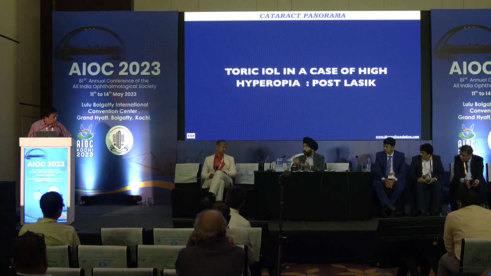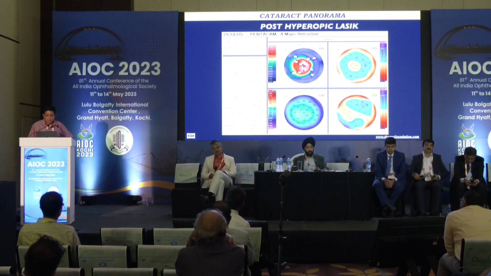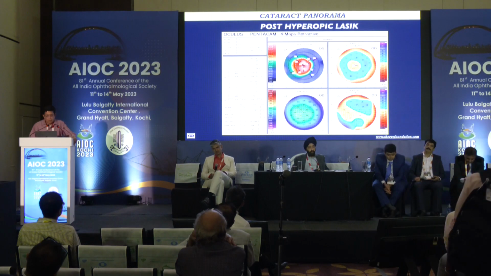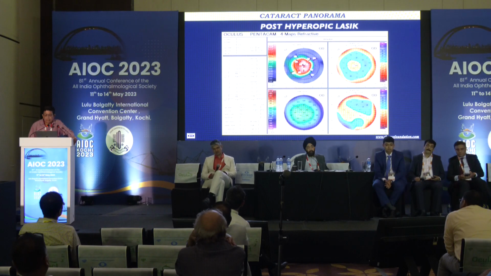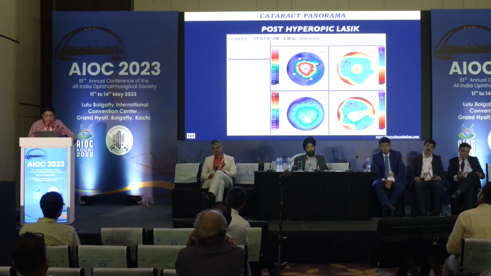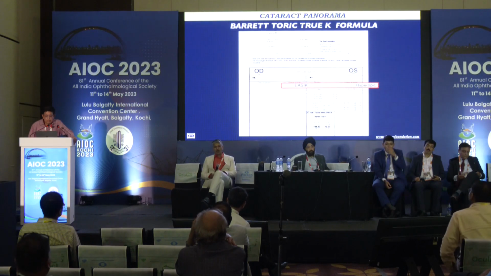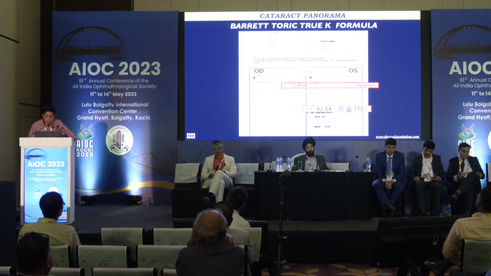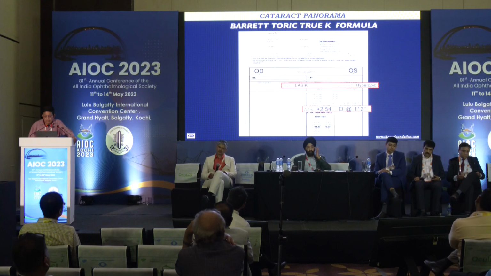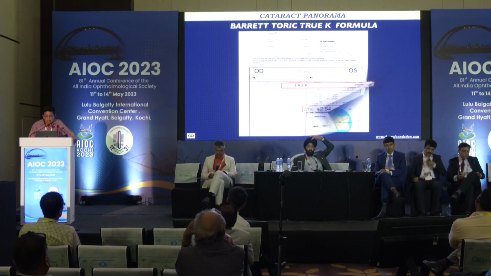The moment you are going in, you can actually. And this is a toric IOL in a post-hyperopic LASIK done long years back. You can see a sea of red in the center because it's hyperopia that was corrected, and the central curvature is about 49. And this was the right eye and the left eye of the same patient. And this is the formula that needs to be used whenever you are in a post-LASIK situation: the Barrett Toric K formula. As you can see here, it shows a need for a plus 36 and a plus 2.54 is the cylinder.